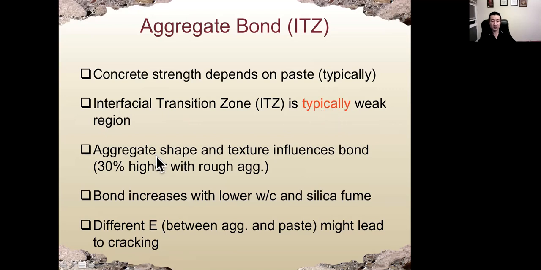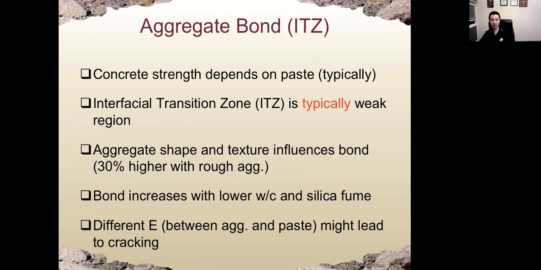The surface texture and also the shape of aggregate will affect this bond. With a rough surface, the strength could be up to 6% higher. The bond will also increase with a lower water cement ratio, or if we add more silica fume to the system. Silica fume will transform the calcium hydroxide into CSH, strengthening the ITZ. A lower water cement ratio will also make the ITZ denser, so this will increase the strength of the ITZ.